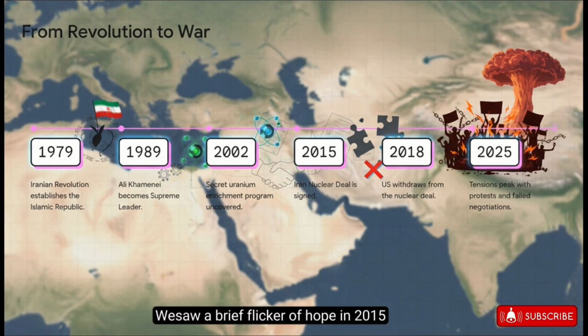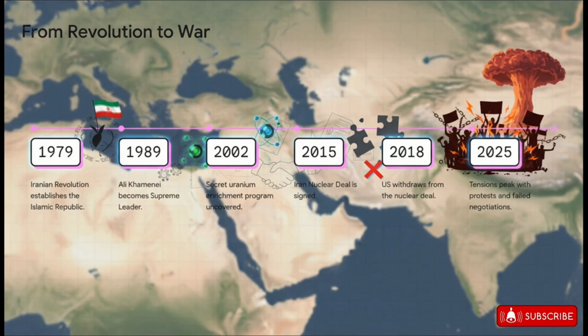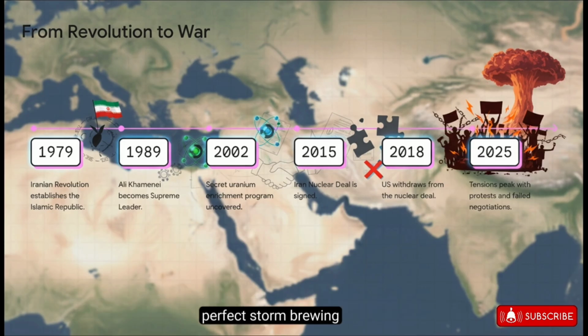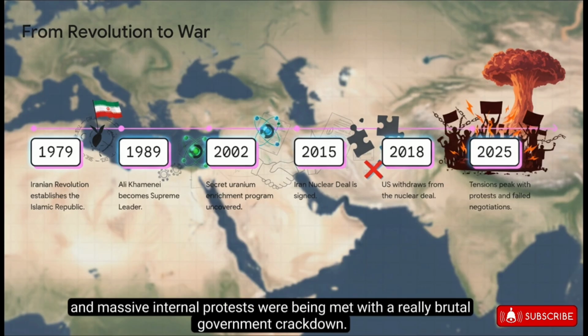We saw a brief flicker of hope in 2015 with the Iran nuclear deal. But when the US pulled out in 2018, it felt like we were right back on a collision course. And by 2025, you had a perfect storm brewing. Negotiations had failed, Iran's economy was collapsing, and massive internal protests were being met with a really brutal government crackdown.